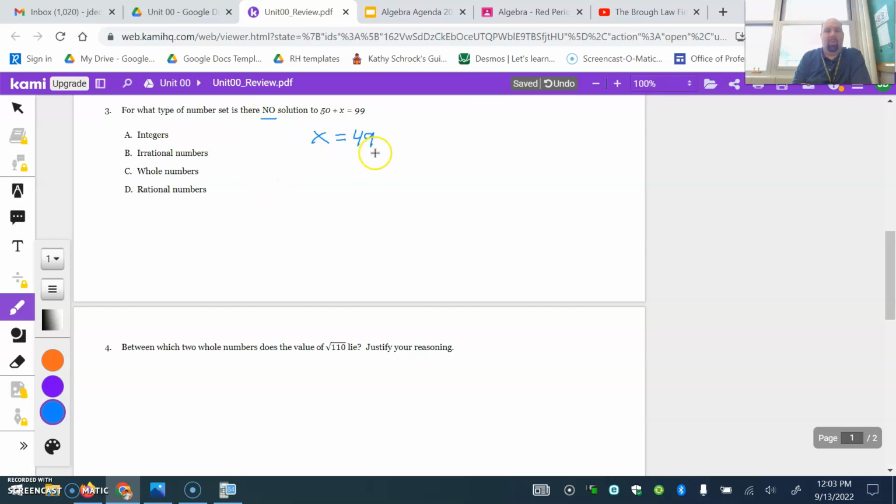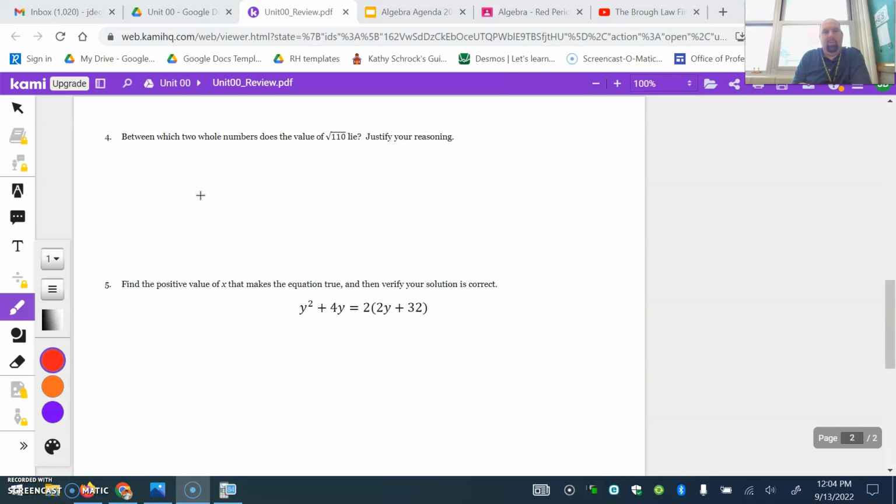Okay, so 49, is 49 an integer? Yes, it is. 49, is that an irrational number? No, it is not. So it looks like B is our answer, but let's just double check. C, whole number? It is a whole number, and it is also a rational number. So all of these are yes. B is the only one that is no. So that means it is B. All right, I'm going to pause the recording and meet you at question 4.